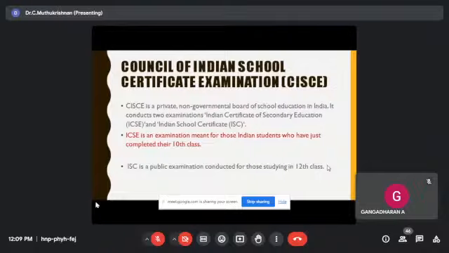ICSE is an examination meant for Indian students who have just completed their 10th standard. ISC is a public examination conducted for those studying in 12th standard. So it depends only on the standard. If students appear in the 10th standard, they have to clear the ICSE examination. If they appear in the 12th class, they have to clear the ISC examination. ISC means Indian School Certificate. ICSE means Indian Certificate of Secondary Education. This is also a statutory body in India, the Council for the Indian School Certificate Examinations.